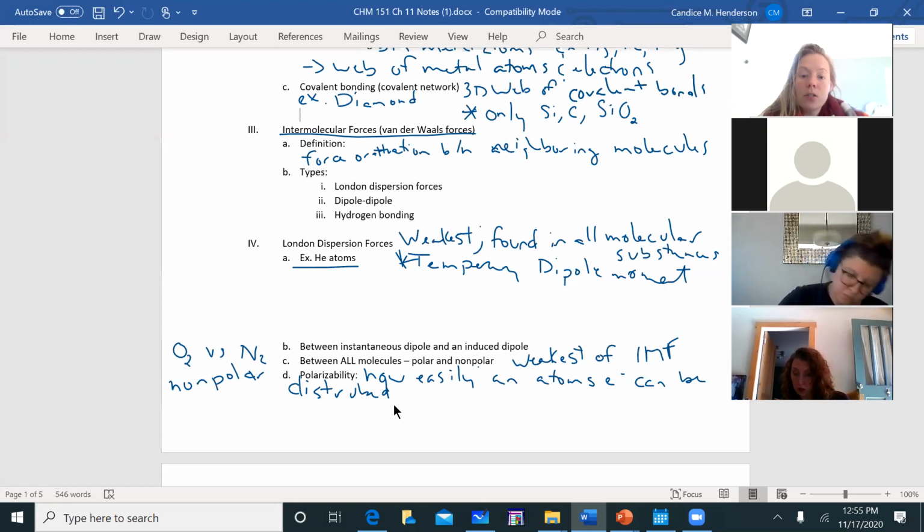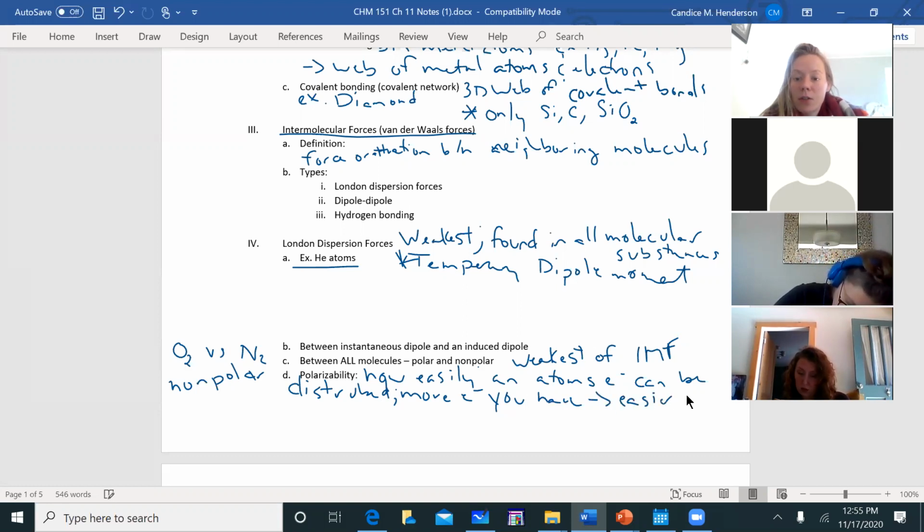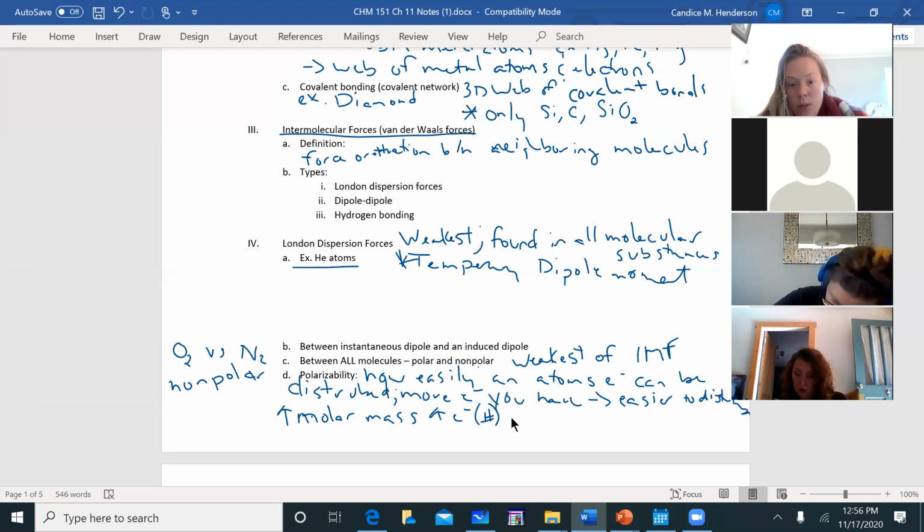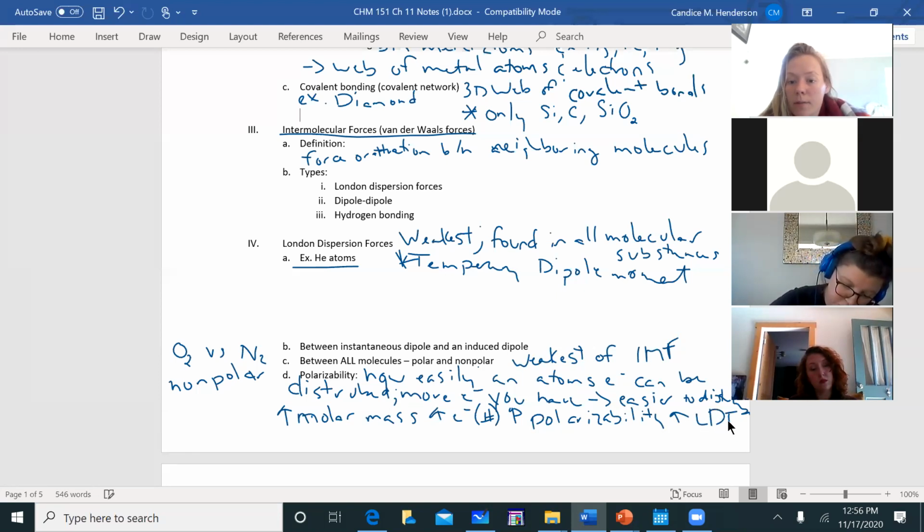Now, the more electrons you have, the easier it is to jostle, easier to disturb. How do we get more electrons? Well, we need to have more material. How do we get more material? Well, we need to have a higher molar mass. If we have a high molar mass, that is going to lead us to a higher number of electrons. This will increase our polarizability, which at the end will increase our London dispersion force, or our LDFs.